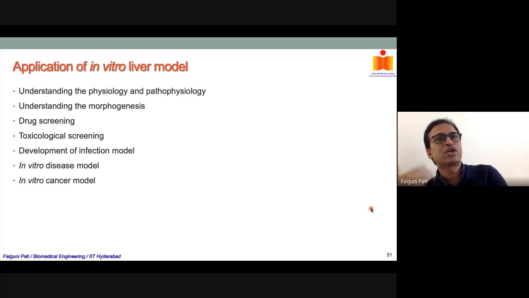The other thing is that we can also develop cancer models with this approach. The in vitro cancer models can be developed very well, and they can be used for screening anti-cancer drugs or some novel therapies. So in vitro cancer models are developed out of this. We are also working on these lines, and various projects are going on.